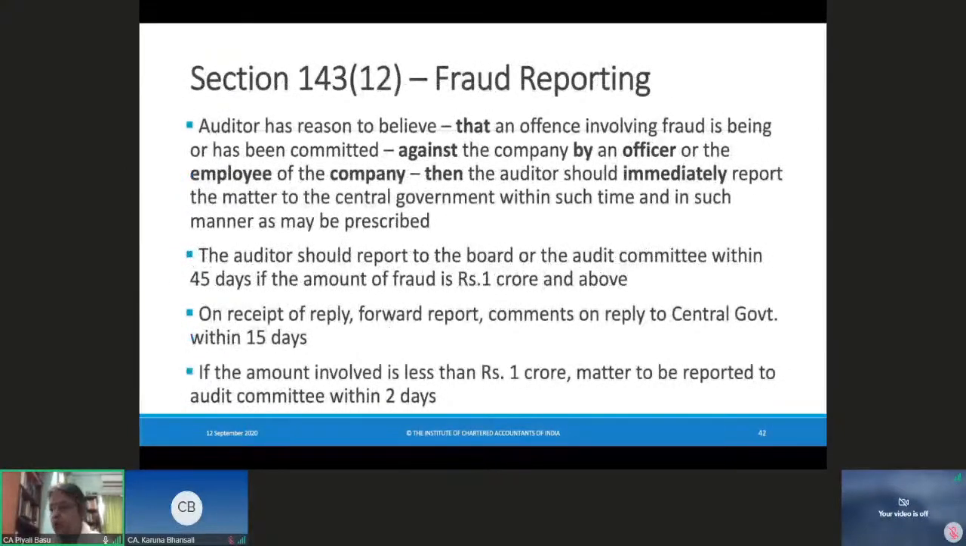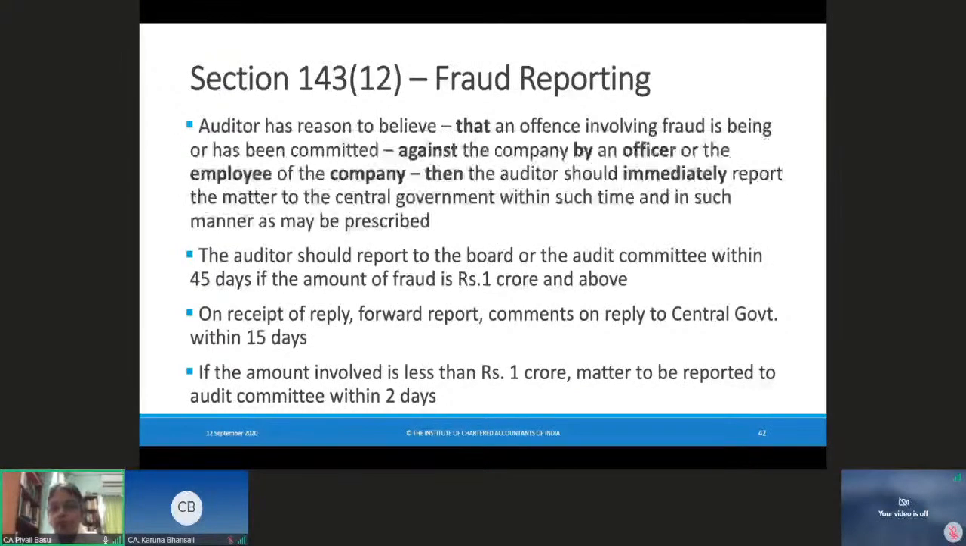As we discussed several times earlier, if an auditor has reason to believe that an offense involving fraud has been committed against the company by an officer or employee of the company, and we need to be careful about these particular words so that you remember, it is by an officer or an employee of the company against the company, then the auditor should immediately report that matter to the central government in the manner we will discuss.